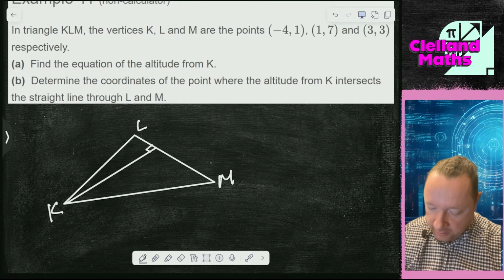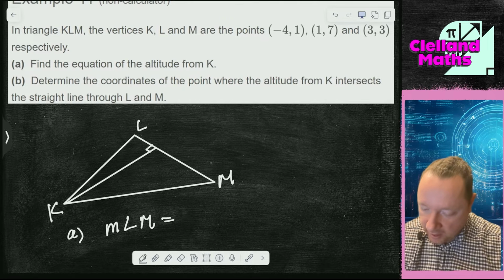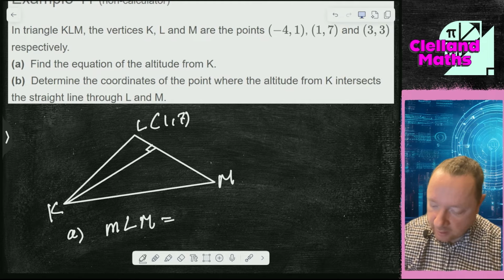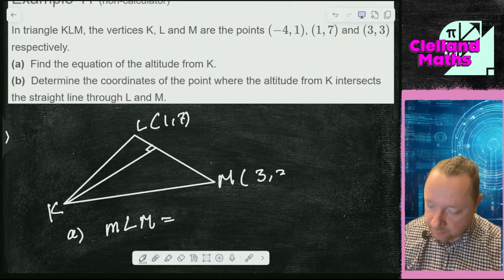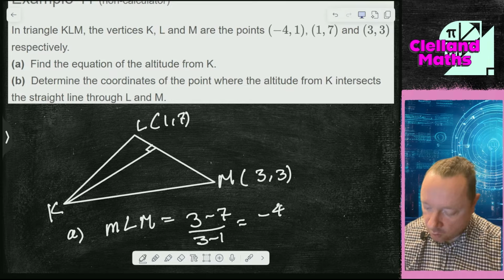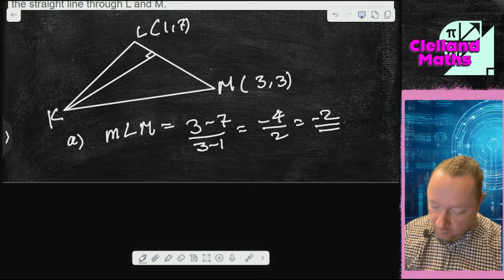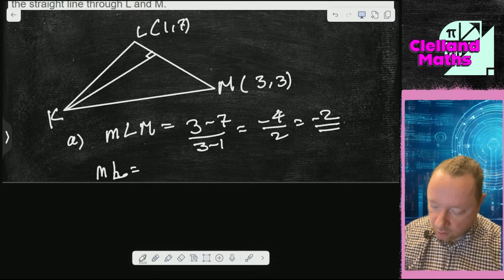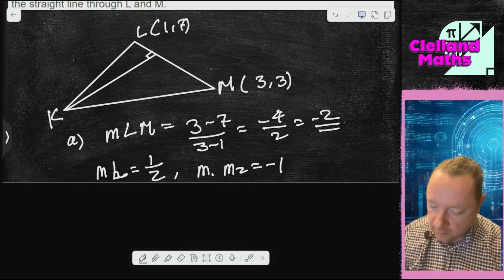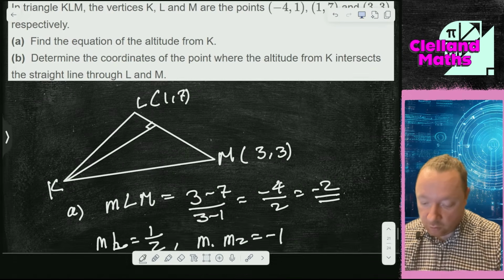So we need to find the gradient for part A of LM. So L is the middle one, 1, 7, and M is the 3, 3. So our gradient is 3 minus 7 over 3 minus 1, minus 4 over 2, which is minus 2. We can say that the gradient of our perpendicular is equal to a half, since m1 times m2 equals minus 1. And we have to find the equation of the altitude through K.